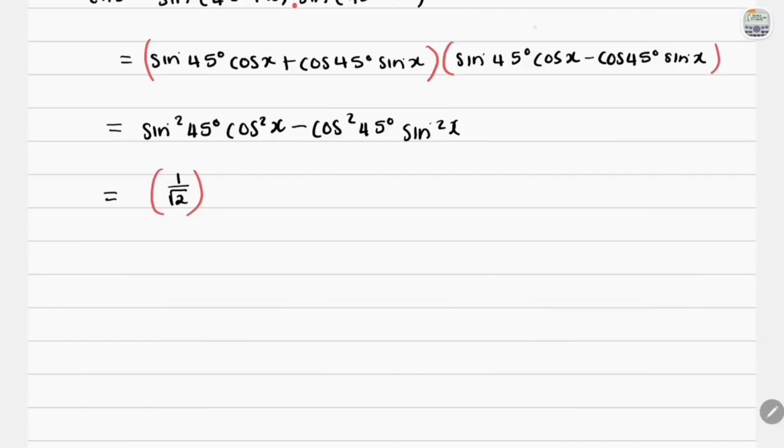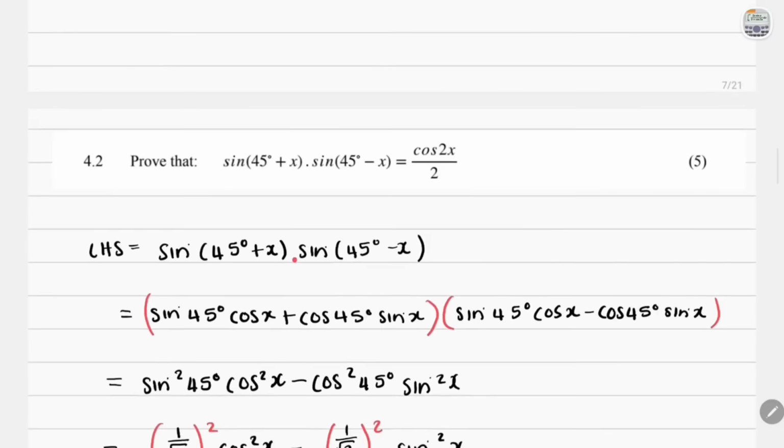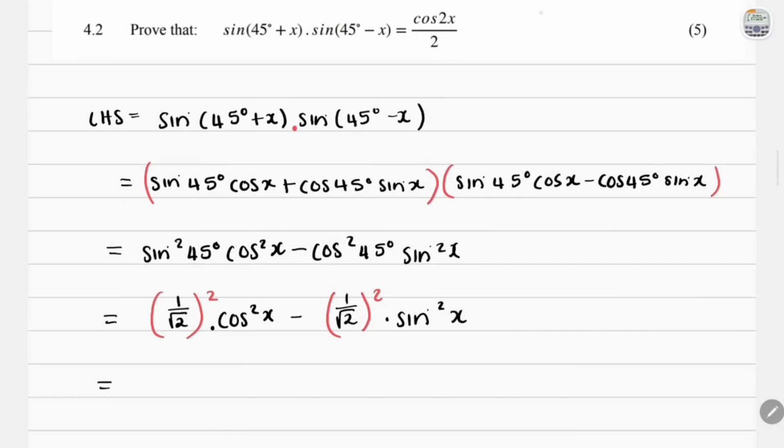You're still squaring it. So that is squared because we had sine squared 45 degrees. And then this is multiplied by cos squared x. And then minus, and then cos squared 45 degrees, cos 45 degrees would also be equal to 1 over square root 2, or square root 2 over 2. And that gets squared. Multiplied by sine squared x. Okay, so let's see. Straight away I can already see it's following the cos squared x minus sine squared x. So that's definitely where they got the cos 2x.